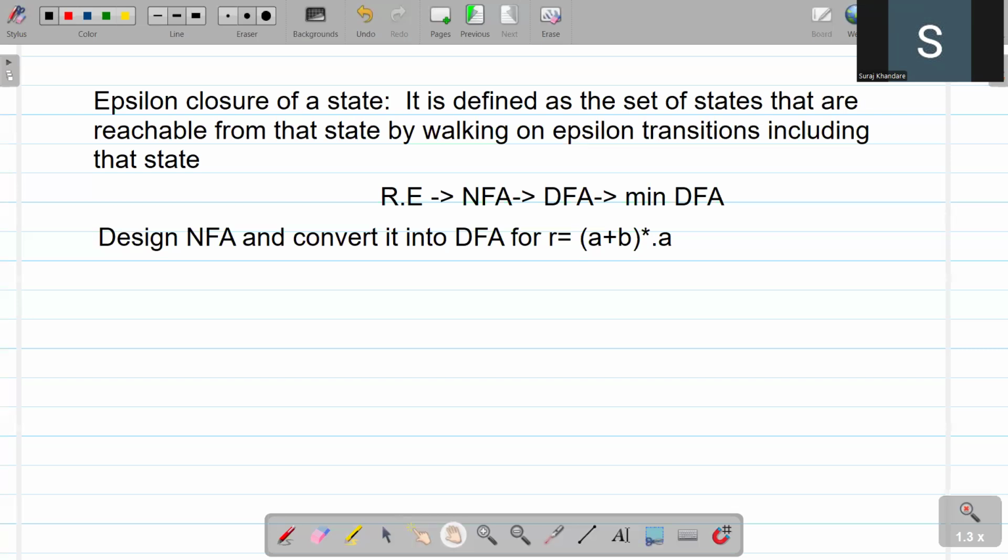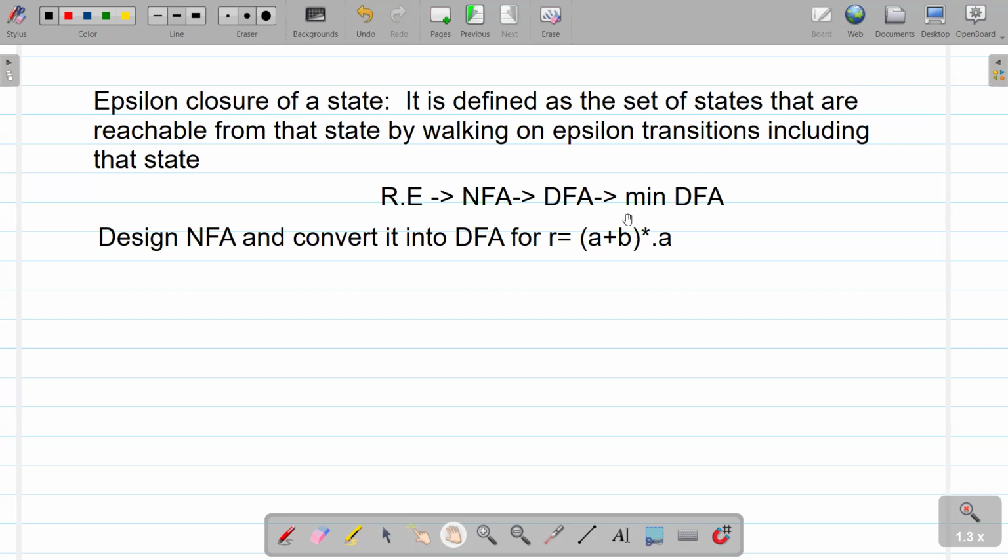So we have learned about epsilon closure of a state. Now we are going to learn how to convert a regular expression into NFA and then NFA to DFA. So epsilon closure of a state is defined as a set of states that are reachable from that state by walking on epsilon transitions, including that state. So this we need to remember because this is very important.